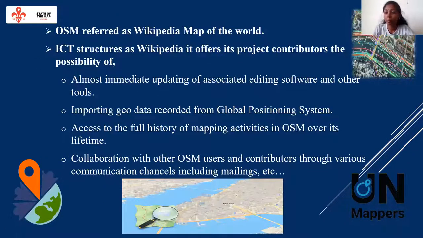OSM is referred to as the Wikipedia of maps of the world, as it is built on many of the same ICT structures. Like Wikipedia, it offers its project contributors the possibility of almost immediate updating using editing software and other tools, importing geodata from global positioning systems, mobile devices, smartphones, and other digital map tools, and access to the full history of mapping activities in OSM over its lifetime. And finally, collaboration with other OSM users and contributors through various communication channels, including mailing lists, discussion forums, and physical meetings.